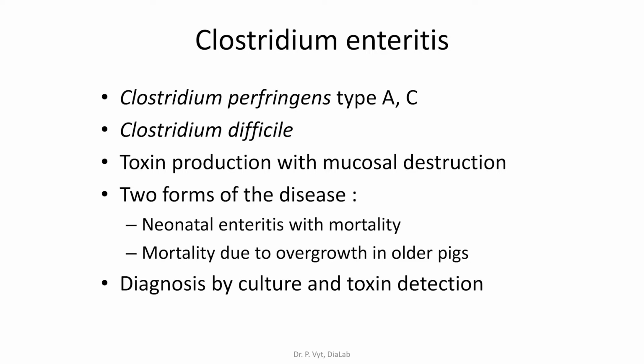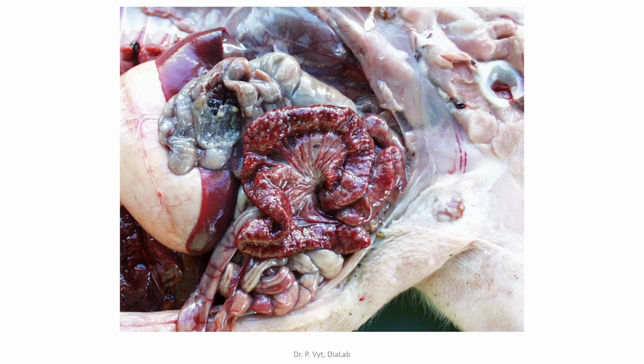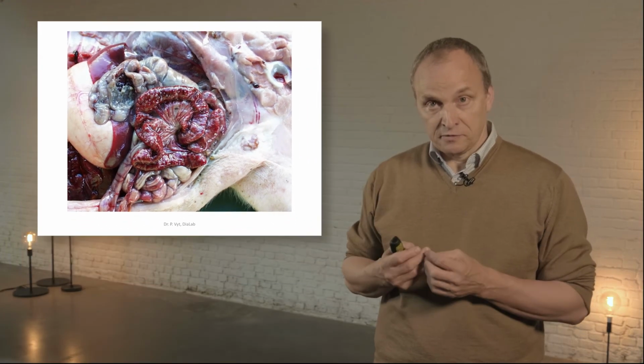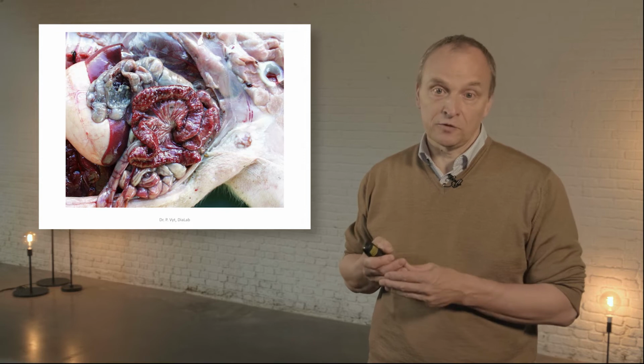In the next slide, you can see the lesions of Clostridium perfringens type C. And you can see that those toxins produce a hemorrhagic bowel with small gas bubbles within the intestinal wall. So there is a lot of tissue damage which causes mortality of the piglet in this case. Another bacteria which destroys the intestinal wall is Salmonella.